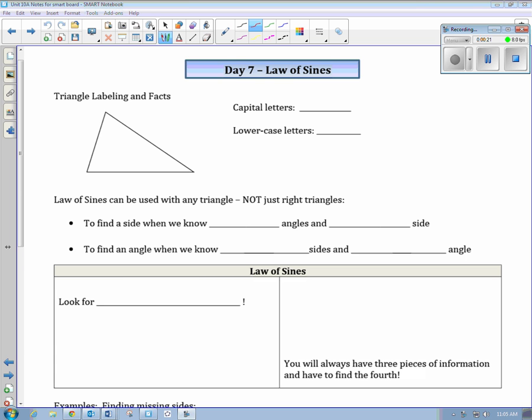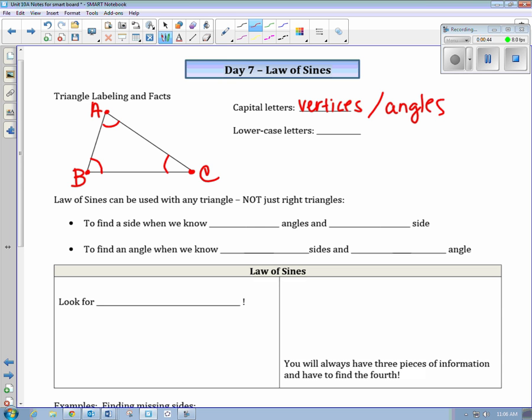So if I was to call this triangle ABC, the capital letters A, B, and C are the vertices of the triangle. But they're also how we're going to refer to the angles. So it's the vertices of the triangle and also how we're going to refer to those particular angles.